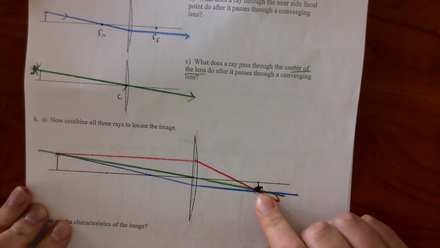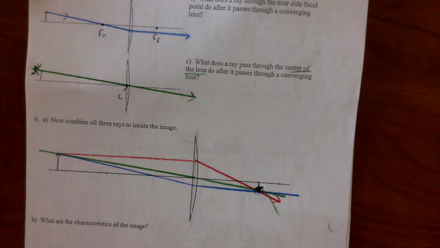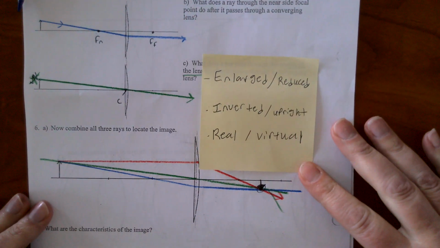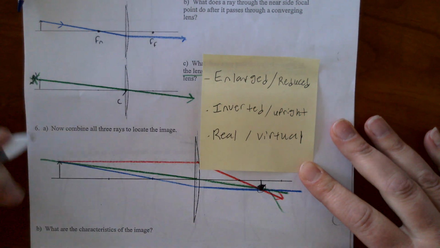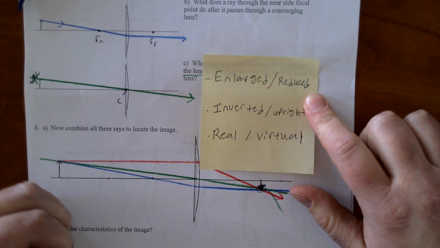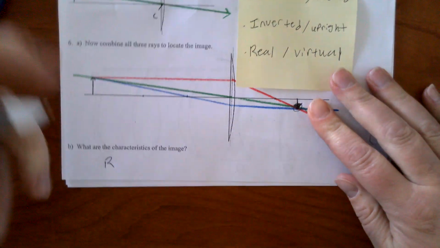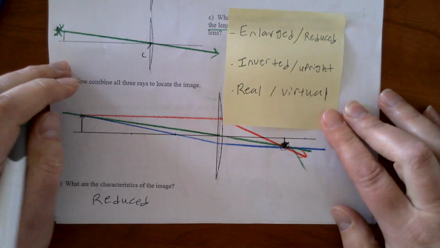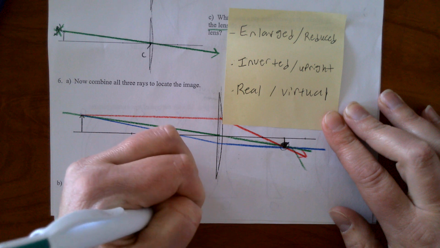Once we have our rays drawn and our little image drawn, we can come back to our three pairs of words. If you don't remember them, here they are again on my handy dandy post-it note. We can use one of the words from each pair to describe the image altogether. So, is it bigger or smaller? It is smaller, which means it is reduced. Okay. Is it right side up or upside down? It is upside down, which means it is called inverted.